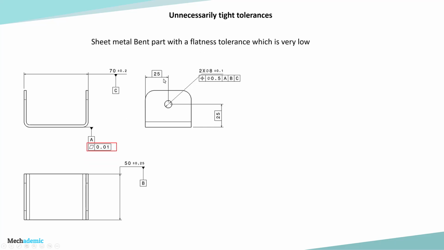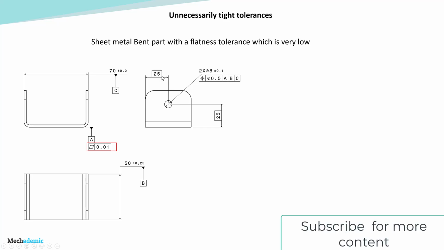So a sheet metal bent part with a very low flatness tolerance is an unnecessarily tight tolerance, and this can be extrapolated to orientation control and position control as well. So for example, this hole over here, 0.5 is still not that low, but if it was let's say 0.01 or 0.02, then it would be very low and it will be very difficult to maintain that kind of position control of the hole with the normal, let's say, drilling process.